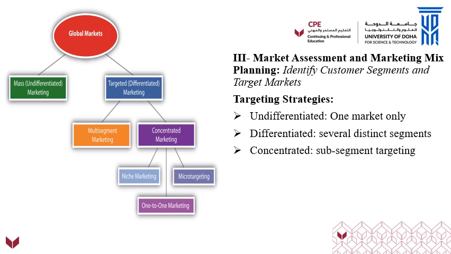3 targeting strategies are available, and in your business plan, you have to show exactly what targeting strategy you are pursuing. The undifferentiated one is the weakest. It's very weak, because in that case, you say, well, I have a product, and I'm gonna introduce that product for everyone.